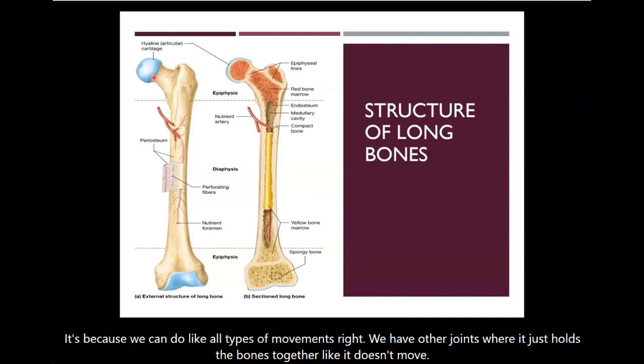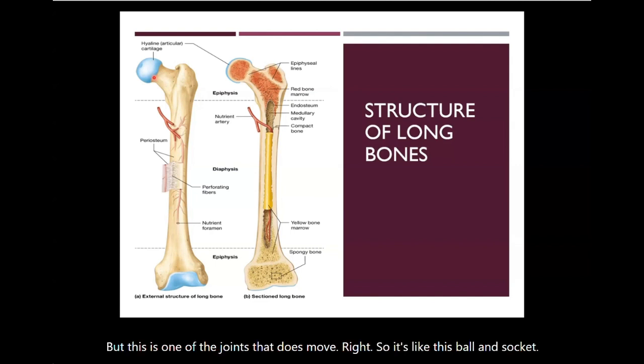We have other joints where it just holds the bones together, like it doesn't move, but this is one of the joints that does move, right? So it's like this ball and socket, right? And then it sits there, and then we can move our upper arm, right? Yeah, so that's made up of hyaline cartilage.